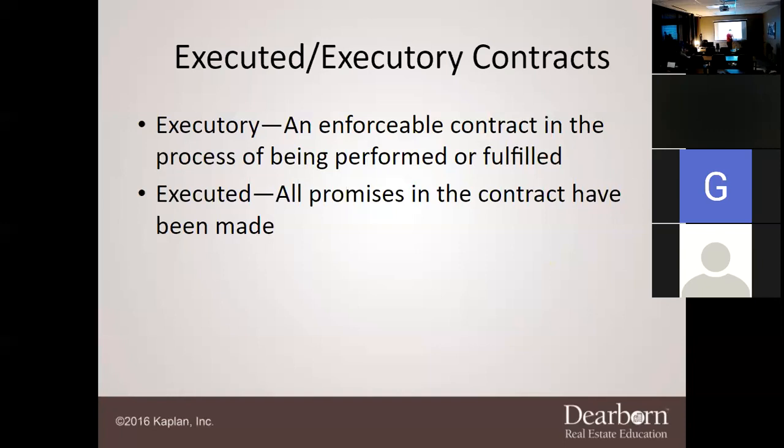So when you're dealing with these situations, the key thing to understand is that when you're negotiating, you're creating an enforceable contract. You're executory, in the process of creating it. When you sign, you have executed the contract, but you're officially back in executory again because you're in the process of fulfilling all the terms. Once everything has been completed and all promises have been fulfilled, you're back to executed. So it kind of goes in a circle.